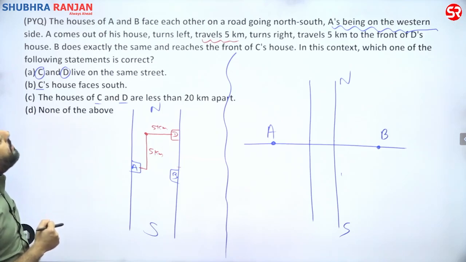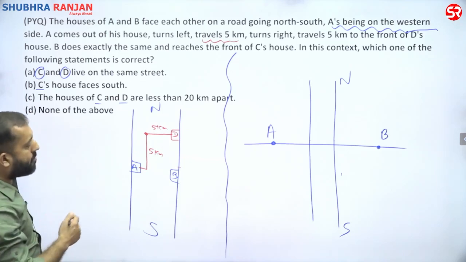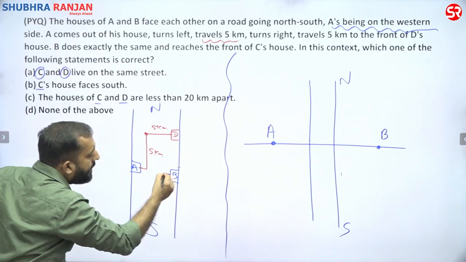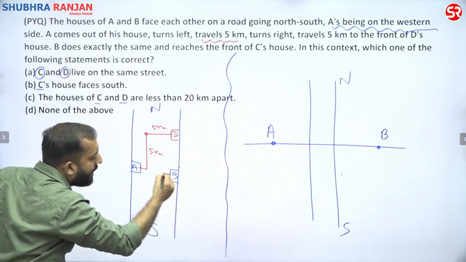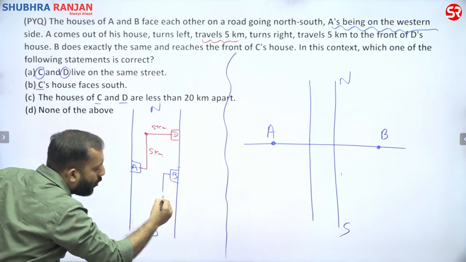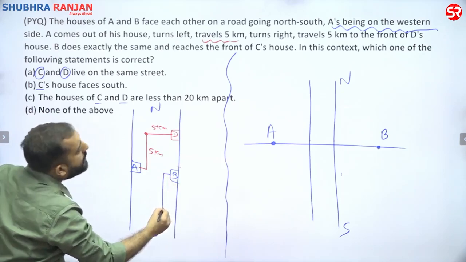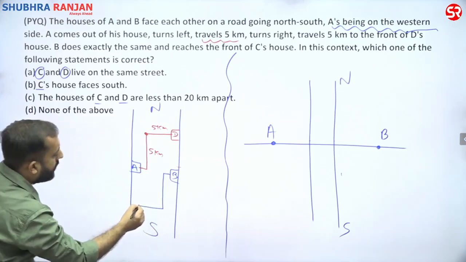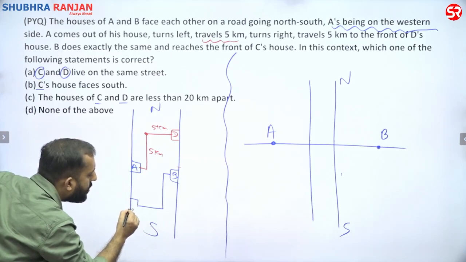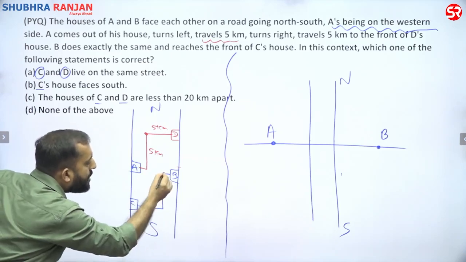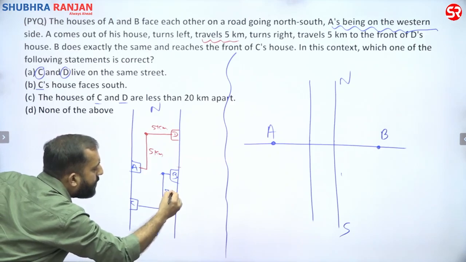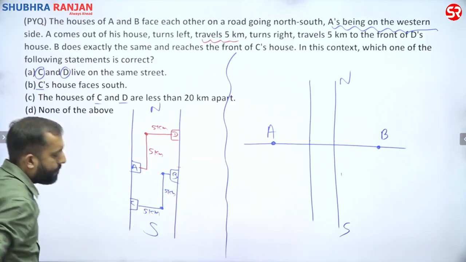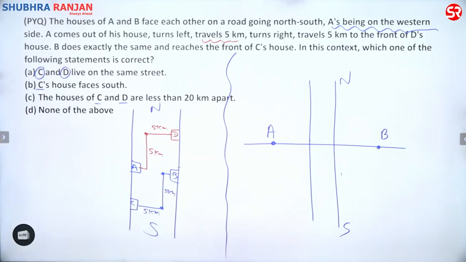B does exactly the same and reaches the front of C's house. So B comes out of his house, then he has taken a left turn like A. So B will go downward, and after that B has taken a right turn, so he will go like this, and he will reach in front of C's house. So from this point to this point the distance is 5 km, and from this point to C the distance is 5 km again. Agreed? Any doubt, bachcho?